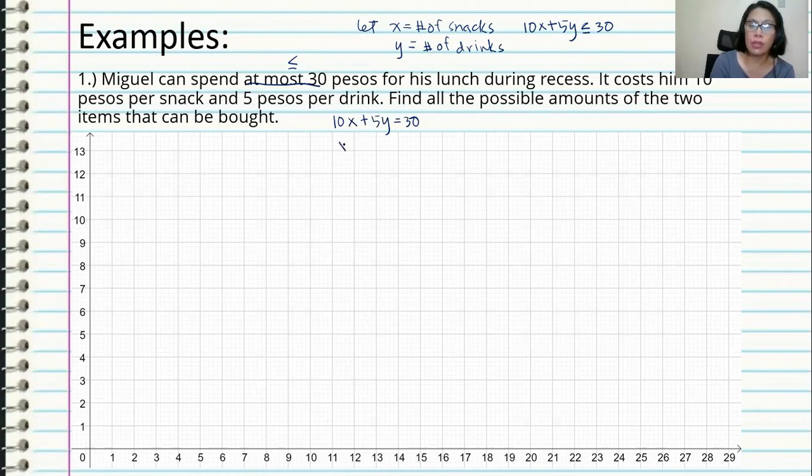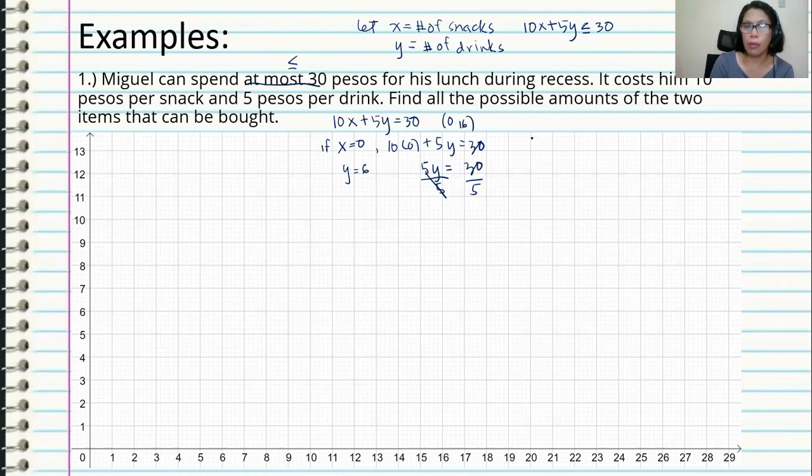So if we let x equal 0, then your y is equal to, so we'll isolate y on one side, and then we have 5y equals 30, and then we divide both sides by 5, so we obtain y equals 6. So we have 1 point already, (0, 6).